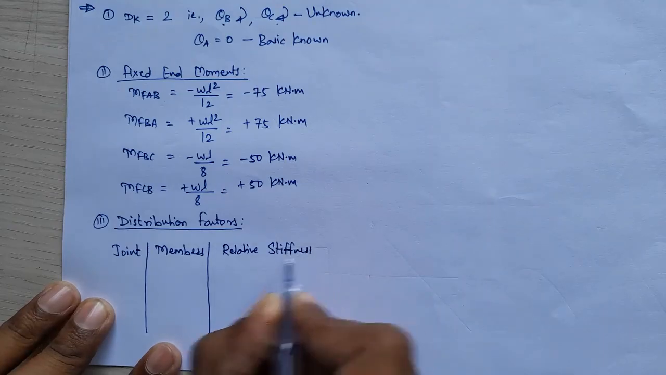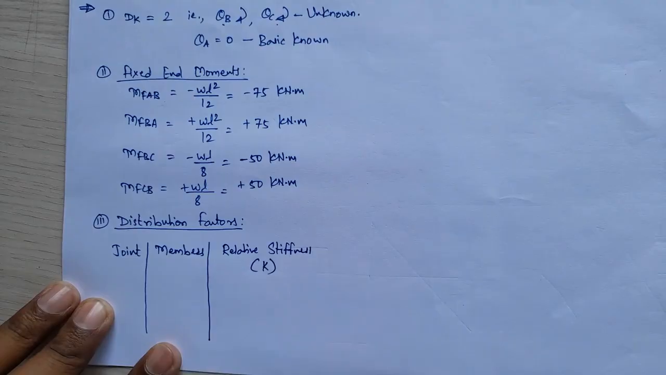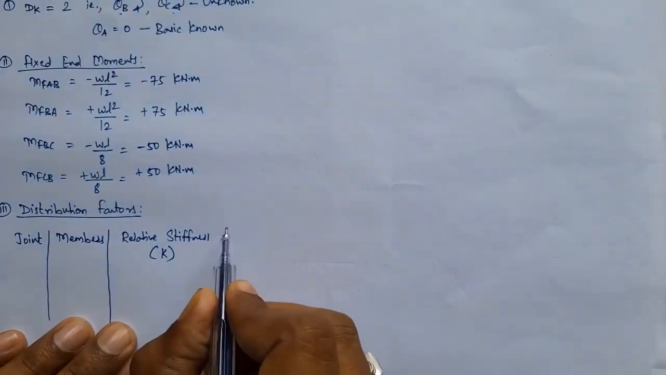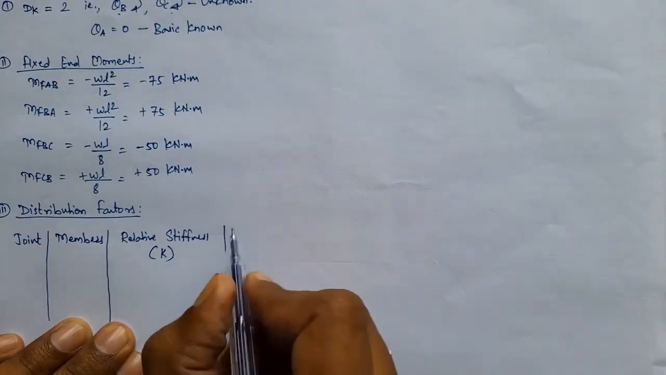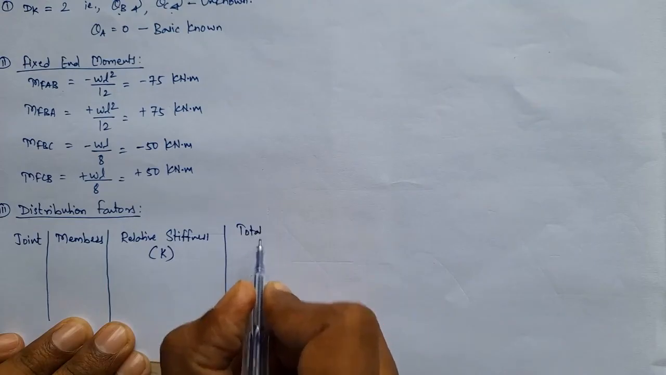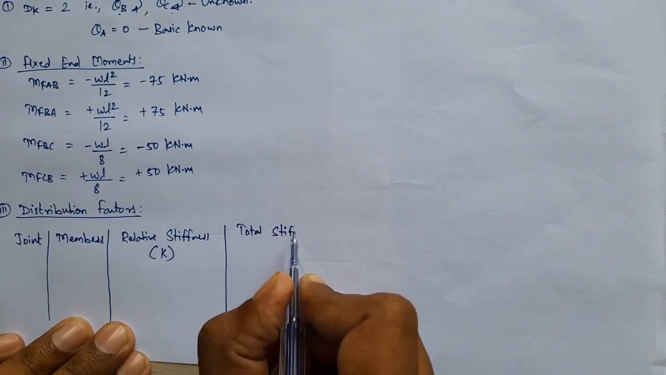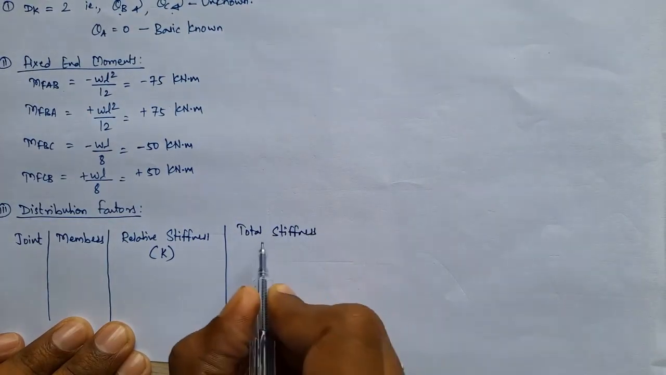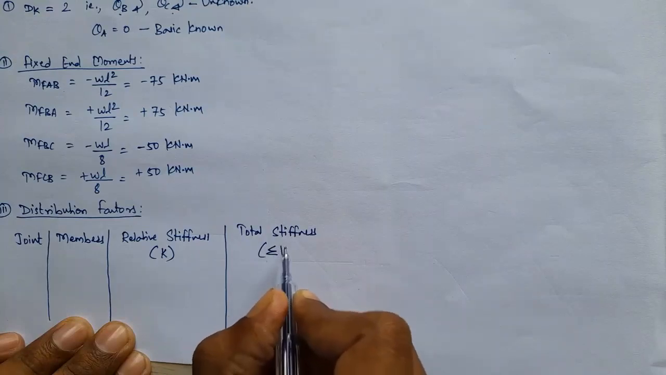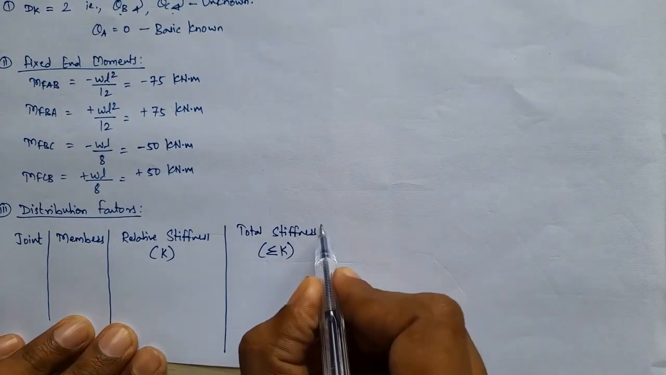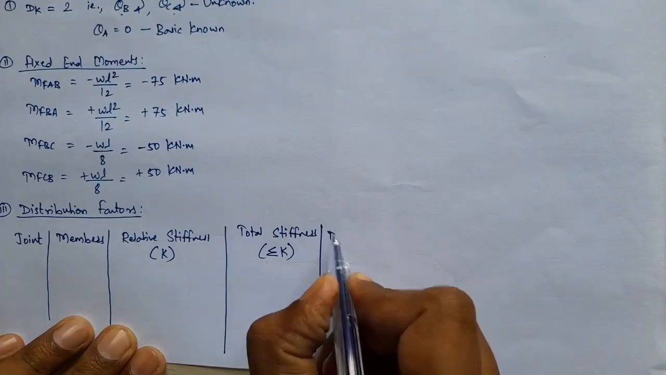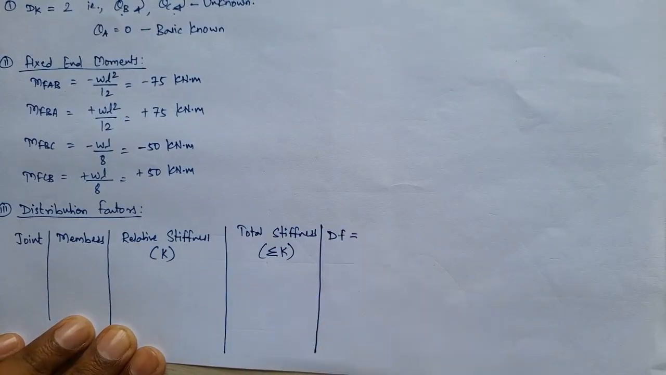Third column will be your relative stiffness. I will mark that as K. Then the next column will be your total stiffness. I will mark that as summation of K. And the last column will be your distribution factor. Formula for that we have written.